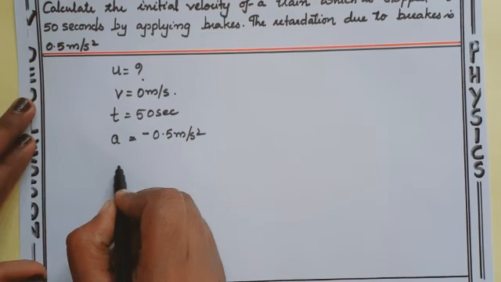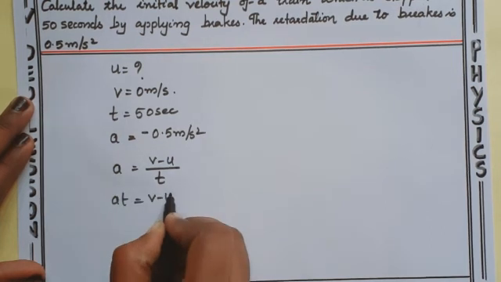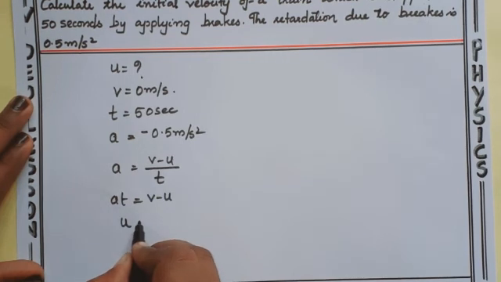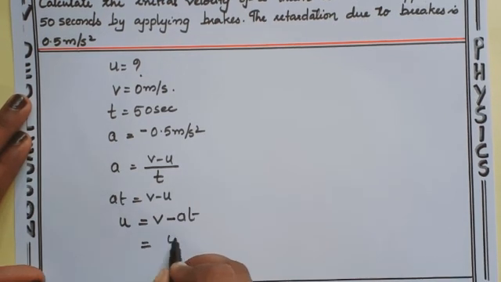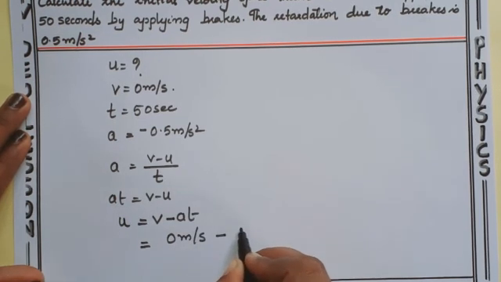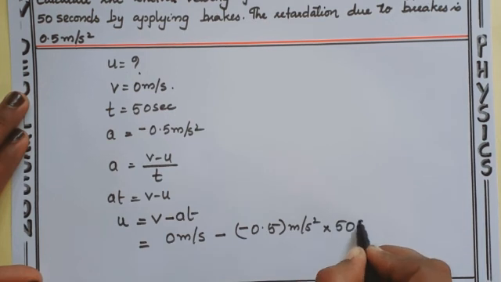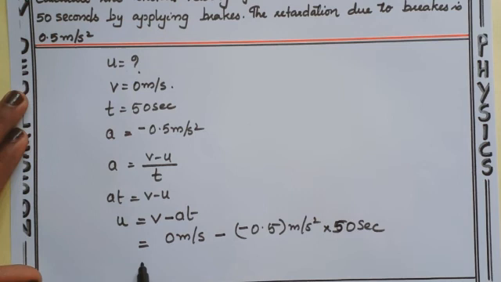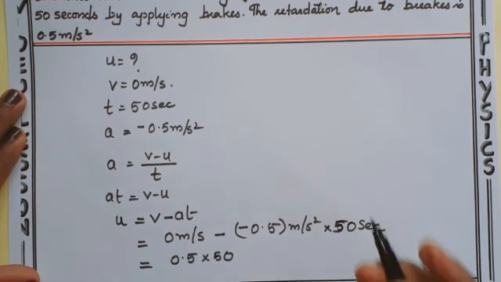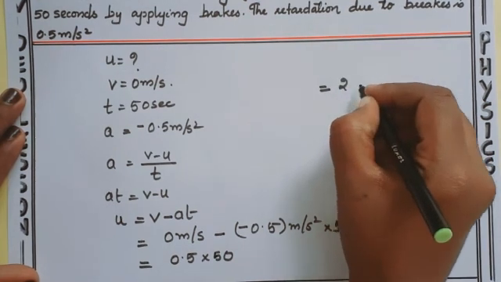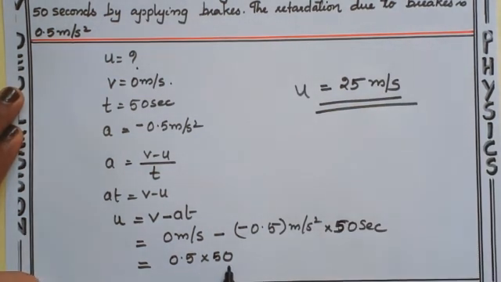Then from this, we have to find out the initial velocity. A is equal to V minus U by T, so AT is equal to V minus U. Then U is equal to V minus AT. Substitute the values: V is 0 meter per second minus A, which is minus 0.5 meter per second square, into 50 seconds. 0.5 into 50 is 25 meter per second. So the initial velocity is 25 meter per second.